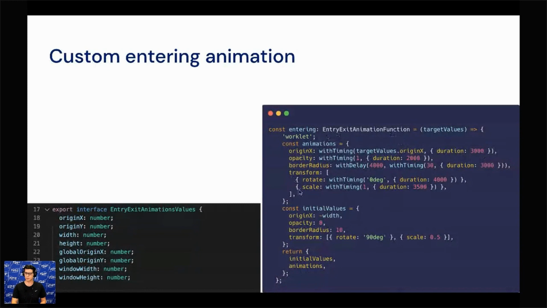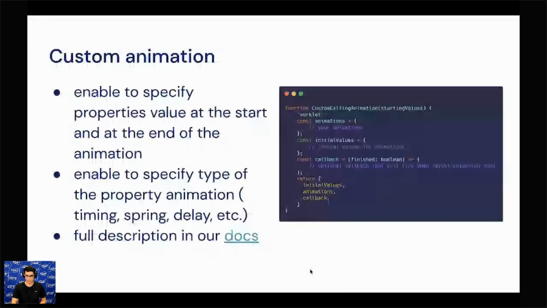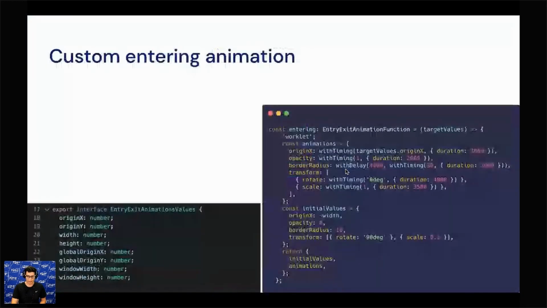So it's basically very similar to use animated style hook, but it's called only once right after the layout transition occurs. Okay. Yeah, and that worklet has to return those two values, initial values and animations, and also you can provide additionally a callback that will be called when the animation is finished. And that's all. Is that clear for you? Should I explain it a bit in a different way, or is it completely clear for you how to create your own custom entering animation?